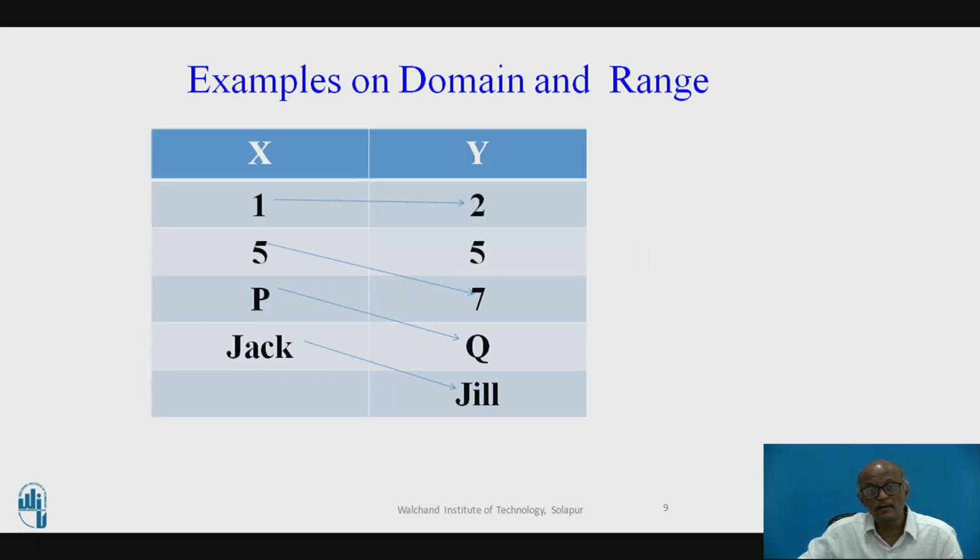The same thing can be represented pictorially with this mapping, saying that 1 is mapped to 2, or 2 is the image of the argument 1. This 5 in set y is not the image of any element of x, and 7 is the image of 5, or f of 5 is equal to 7, f of p is equal to q, and f of jack is equal to jill. So these are the mappings.